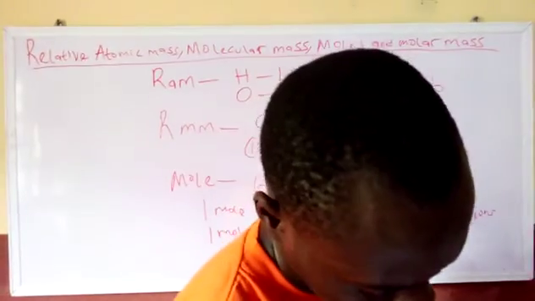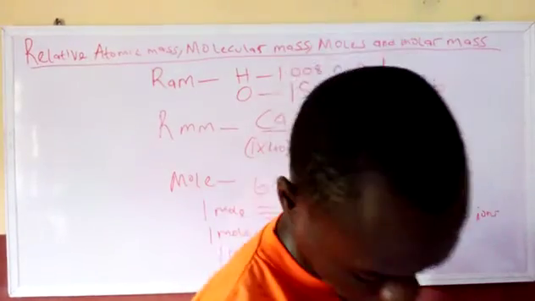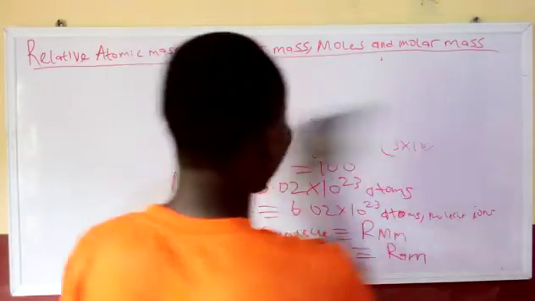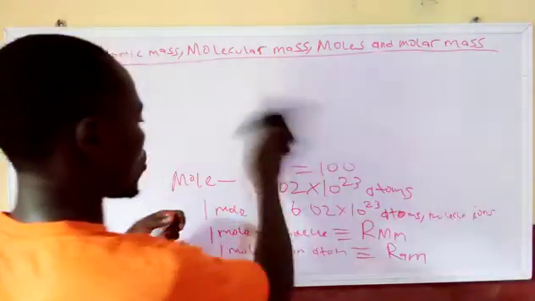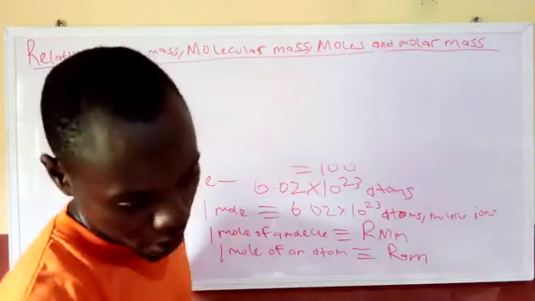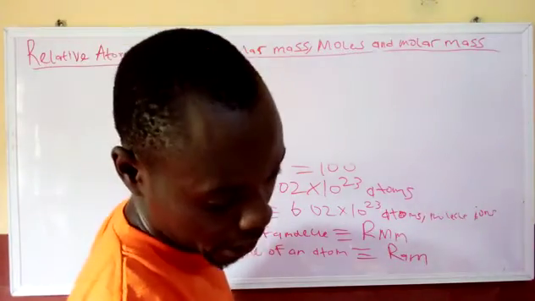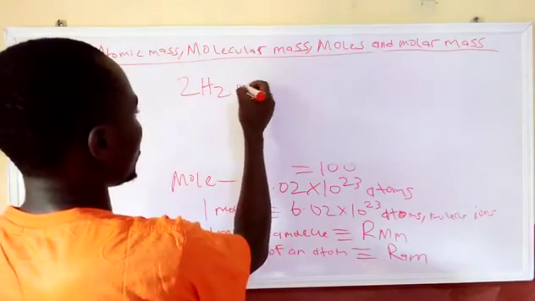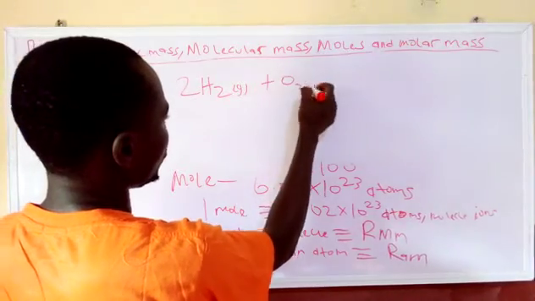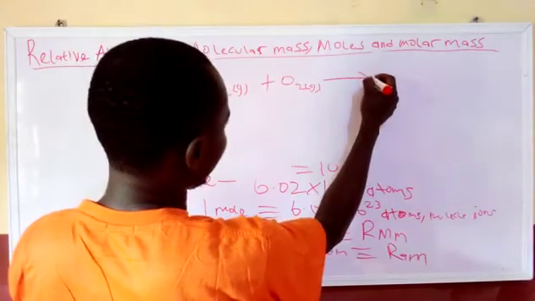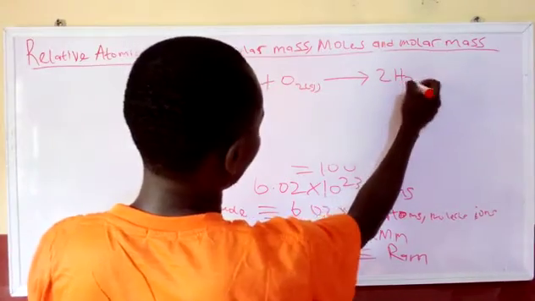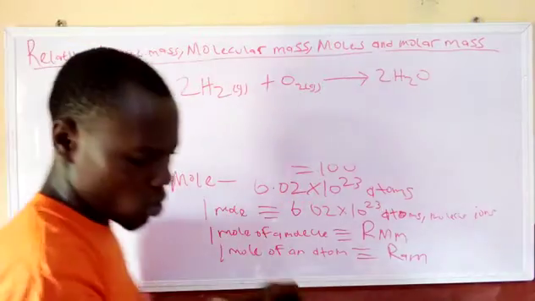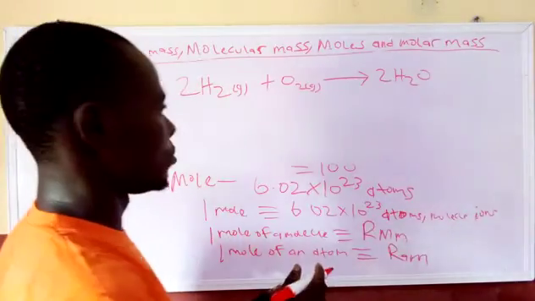Now during chemical reactions, do you know what happens? Reactants and products are expressed in mole. Let me give you the reaction for water to be formed. 2H2 gas plus O2 yields 2H2O. So this is a balanced chemical reaction. Reactants and products are expressed in mole during a chemical reaction.